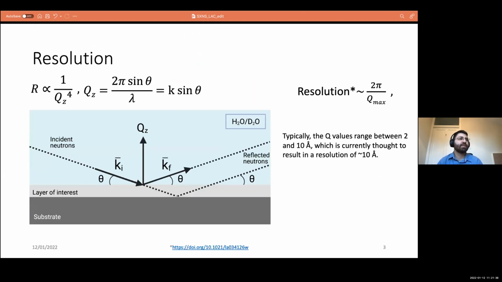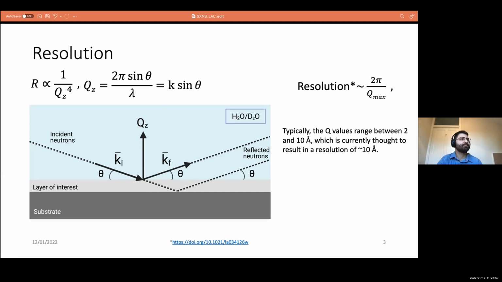So it is established in the literature that the resolution of the technique depends on the maximum value of Q, and typically the Q values range between 2 and 10 angstroms, which is currently thought to result in a resolution of about 10 angstroms. So anything with better resolution than this can seem suspicious.